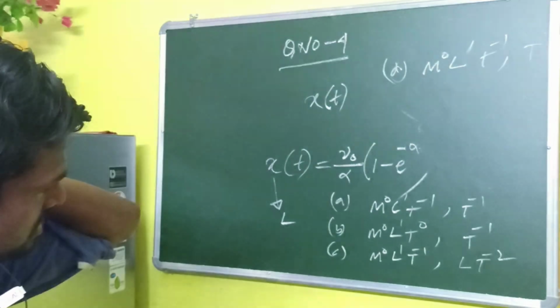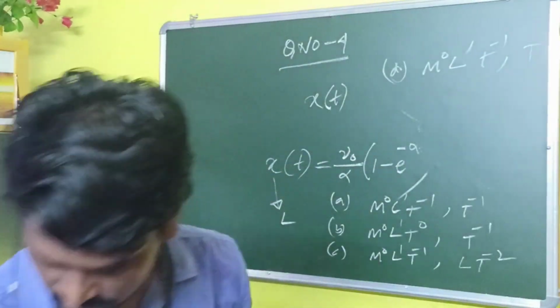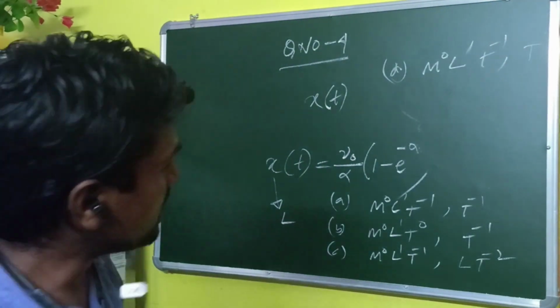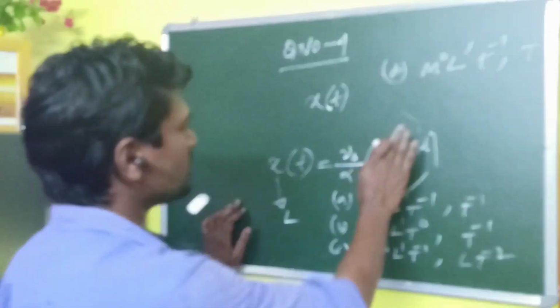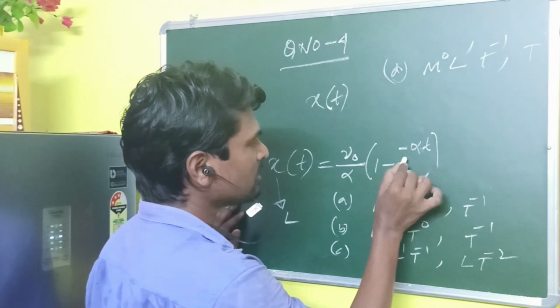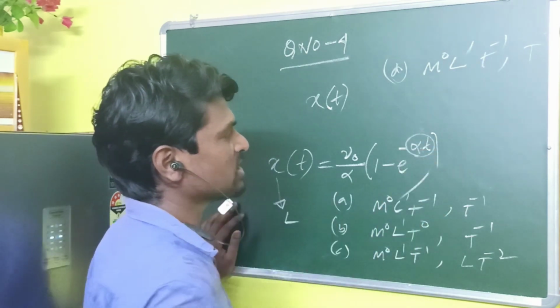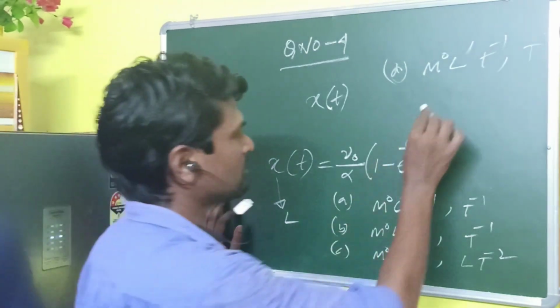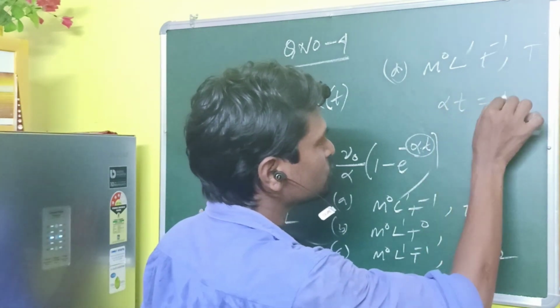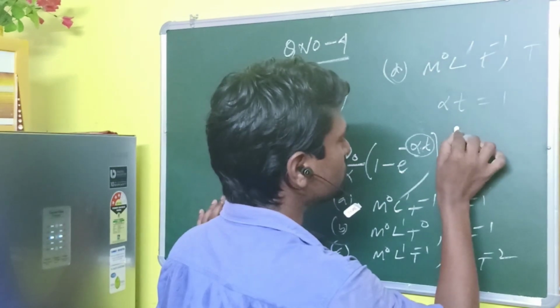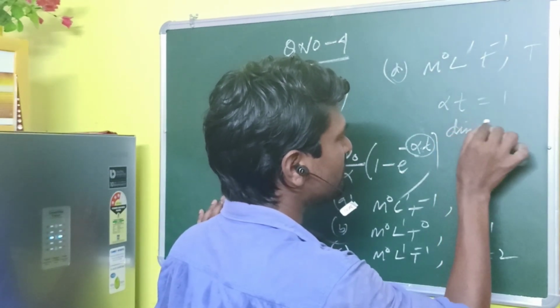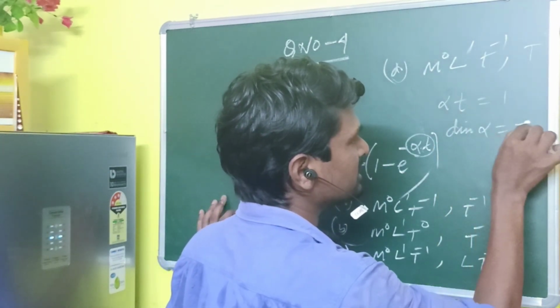So the next concept, this is alpha t. Okay. So students, I told you that the exponent of the exponential function is dimensionless, that is 1. So first of all, alpha t equals 1. So the dimension of alpha equals 1 by t, that is t minus 1.